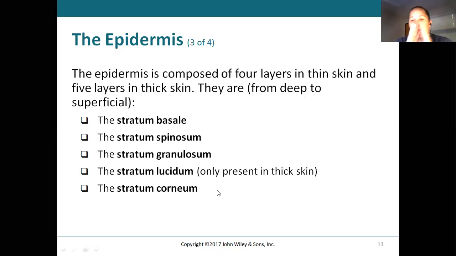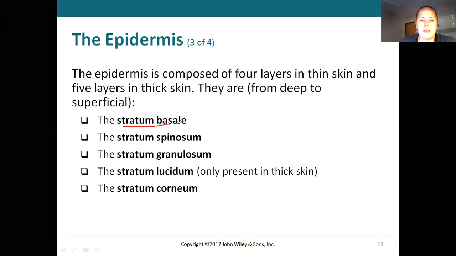Okay, so if we look further at the epidermis, there are layers within the epidermis itself. You have your epidermis, your dermis, and your hypodermis. And if we look at the epidermis itself, there are different layers. You've got 4 layers in thin skin and 5 layers in thick skin. They are listed from deep to superficial, meaning we're going from the bottom to the top. Yeah, just a song popped into my head.